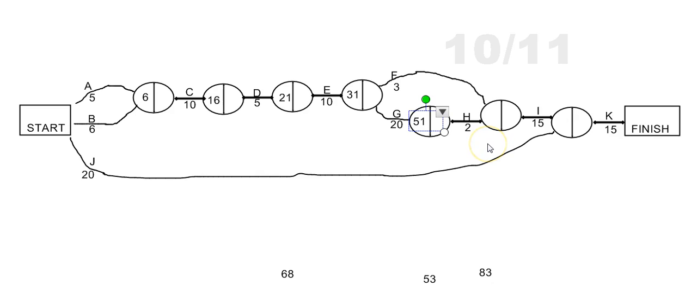And now here's the first time that we've got to think. Second time we've got to think. To get to this node here, we can either go via F, 31 plus 3 is 34, or via G and H, 51 plus 2 is 53. And once again, we're looking for the longest path. So 53 is the winner there.